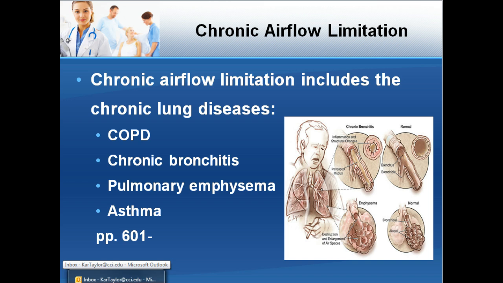Chronic airflow limitation. Chronic airflow limitation includes the chronic lung diseases COPD, chronic bronchitis, pulmonary emphysema, and asthma. I want you to know that these diseases fall under this category. So, once again, chronic airflow limitation includes the chronic lung diseases such as COPD, chronic bronchitis, pulmonary emphysema, and asthma.